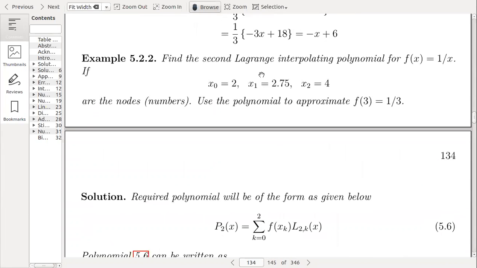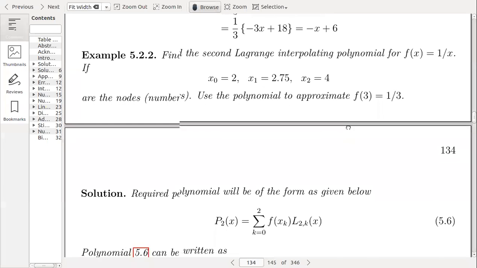So the next example is: find the second Lagrange interpolating polynomial for f of x equal to 1 over x, if the first point in the domain is 2, the second is 2.75, and the third is 4. We can also call these points nodes or numbers. Then use the polynomial to approximate f of 3, which is equal to 1 by 3.